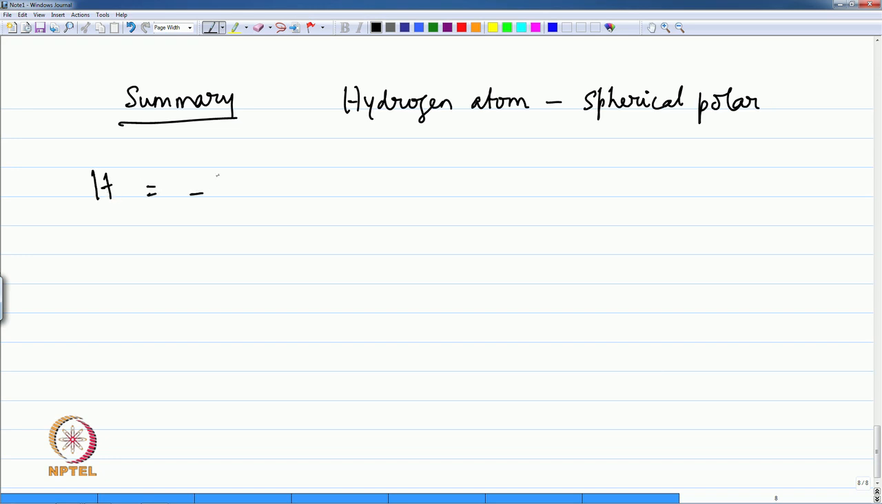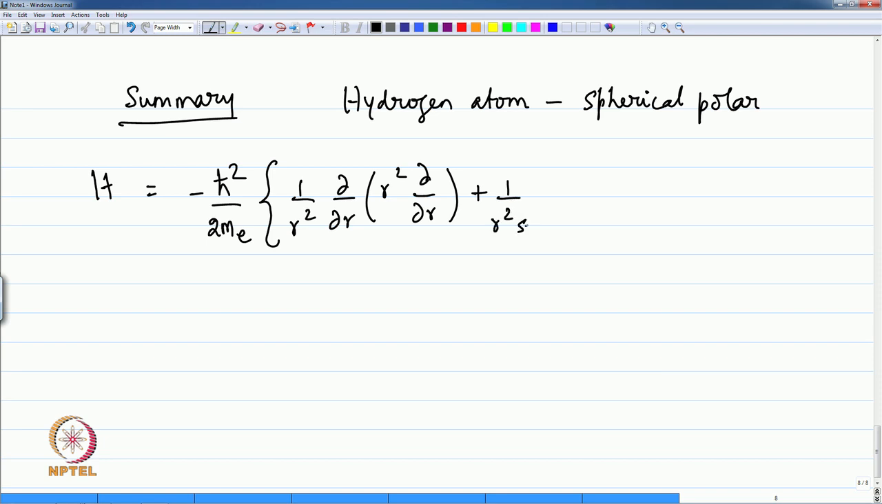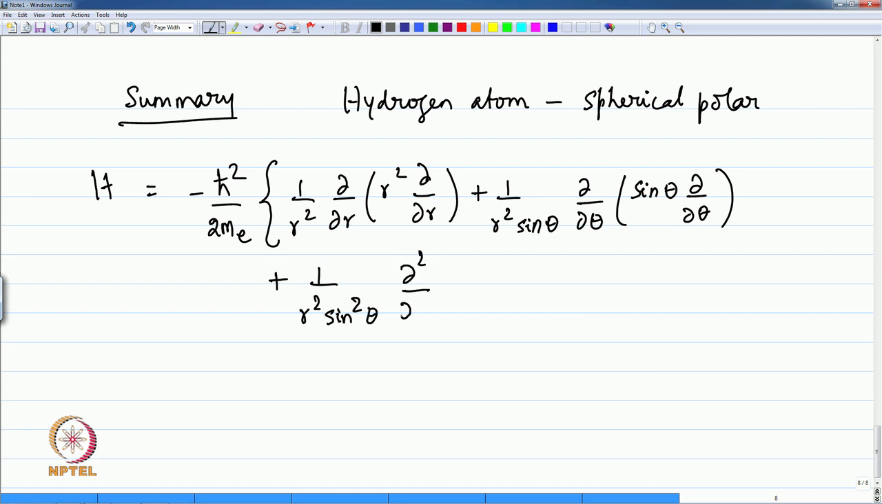The Hamiltonian is minus ħ² by 2mₑ times [1/r² ∂/∂r (r² ∂/∂r) plus 1/(r² sinθ) ∂/∂θ (sinθ ∂/∂θ) plus 1/(r² sin²θ) ∂²/∂φ²], all of which is the transformation of the derivatives to the spherical polar form, and therefore this is nothing but the kinetic energy term in terms of the spherical polar coordinates, with the potential energy minus Ze²/(4πε₀r).